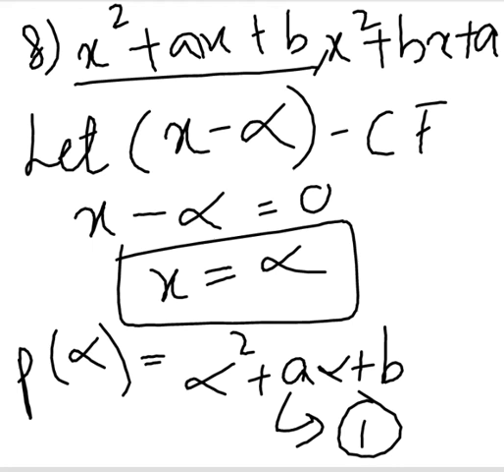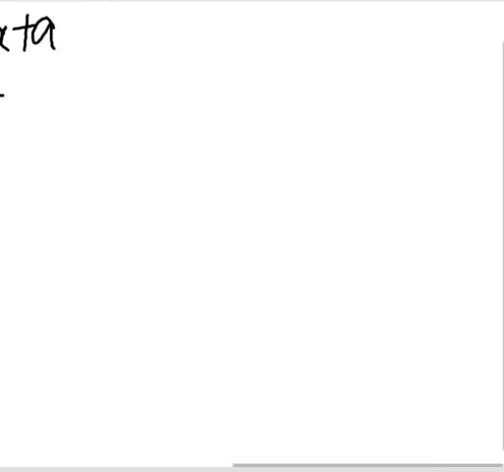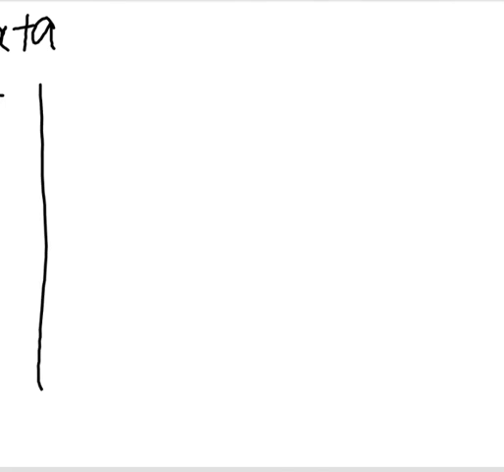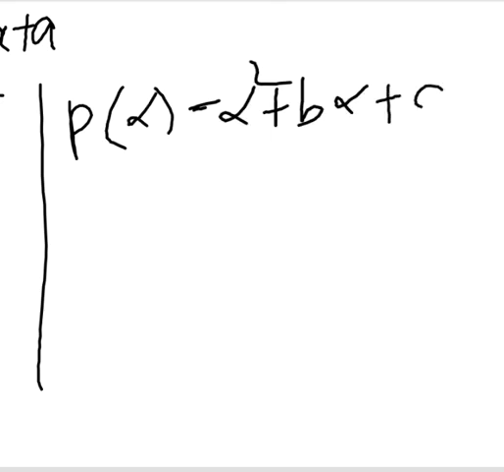Now let's continue with the second one also. For the second one, how should we do it? We have one more equation, right? Two are there. One is x square plus ax plus b, one is x square plus bx plus a. So for the second one, p of alpha is alpha square plus b alpha plus a. This is the second equation. So we got two equations. Let's equate them. We know the values are not equal, but we can just equate them, right?